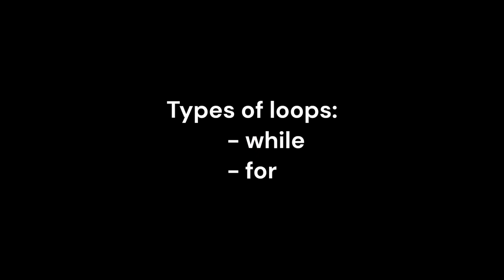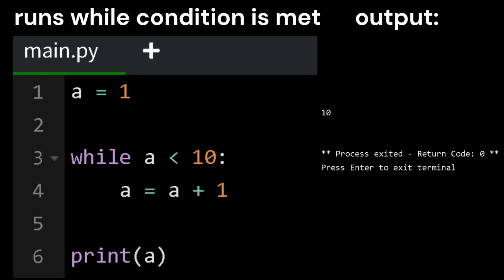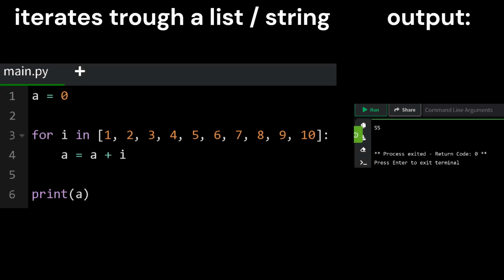Loops have the same block behavior as conditional statements and functions. There are 2 types of loops, while and for. A while loop takes in a condition and executes the body until the condition is false. A for loop iterates through a list and allows the user to get each element. Here's how you do it.